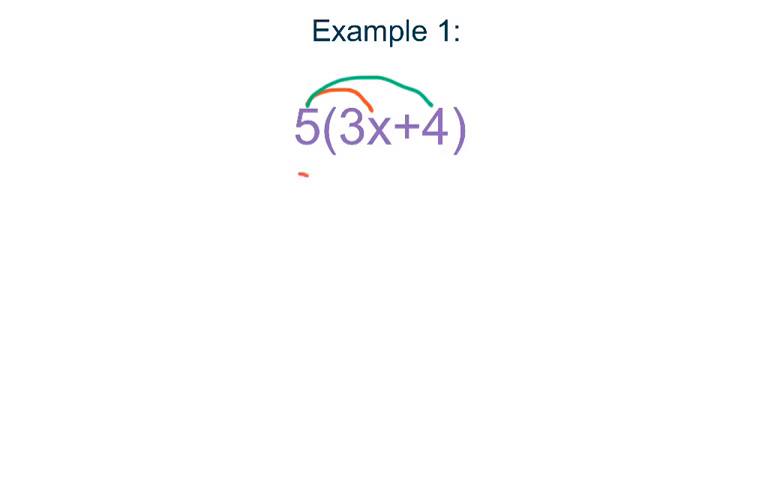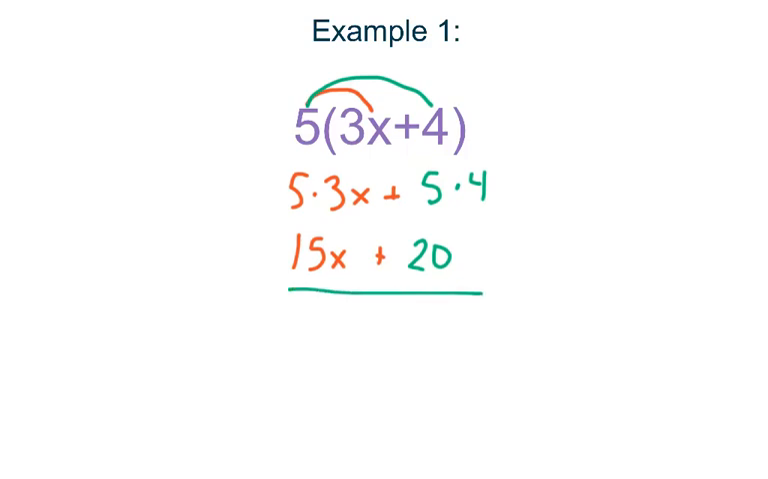Let's do that. 5 times 3x plus, in green, 5 times 4. Let's simplify that. 5 times 3x is 15x, and I know that because I just multiplied the coefficients together. And I'm going to add that to 5 times 4, which is 20. So I know 15x plus 20 is equivalent to 5 times (3x plus 4).